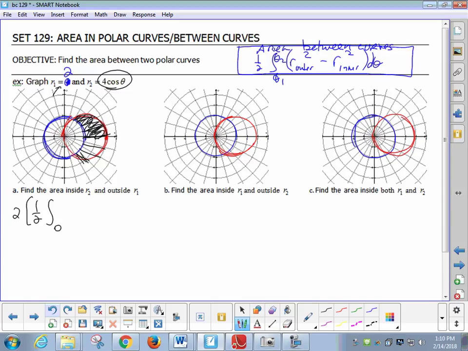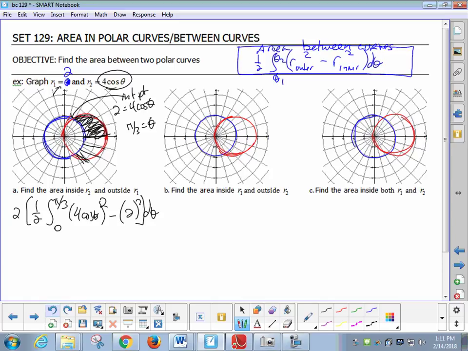0 to... we're up to the bottom. We need the intersection point. 2 equals 4 cosine theta at theta equal to pi over 3. Inverse cosine of 1/2 is pi over 3. Cool? Integrand, what is it? 16. The outer is the 4 cosine theta, so 16 cosine squared theta minus 4.